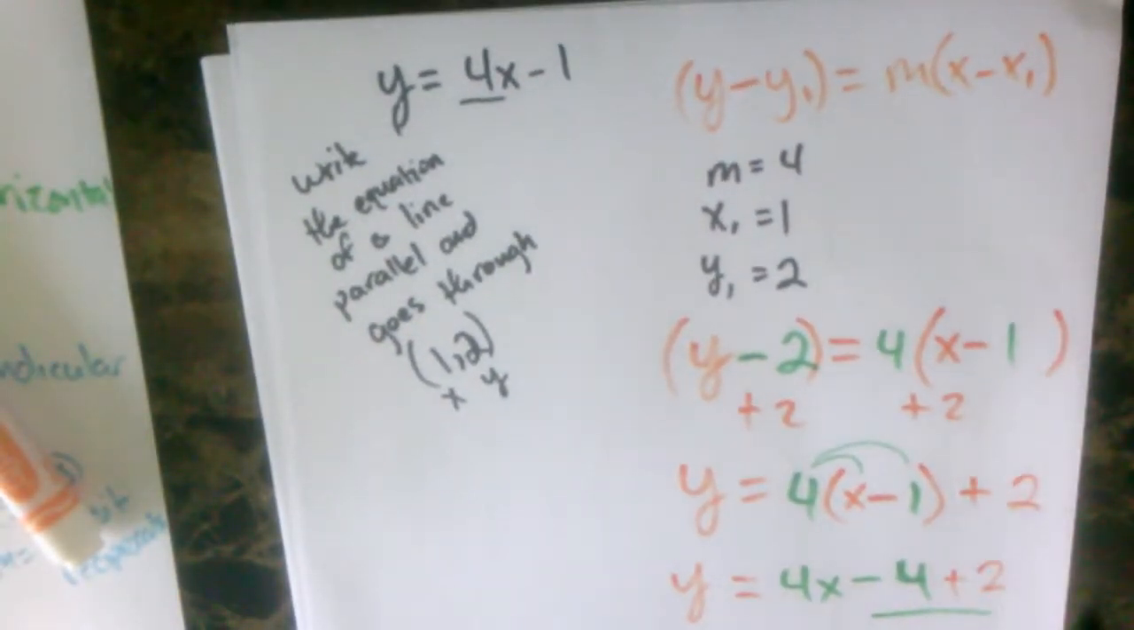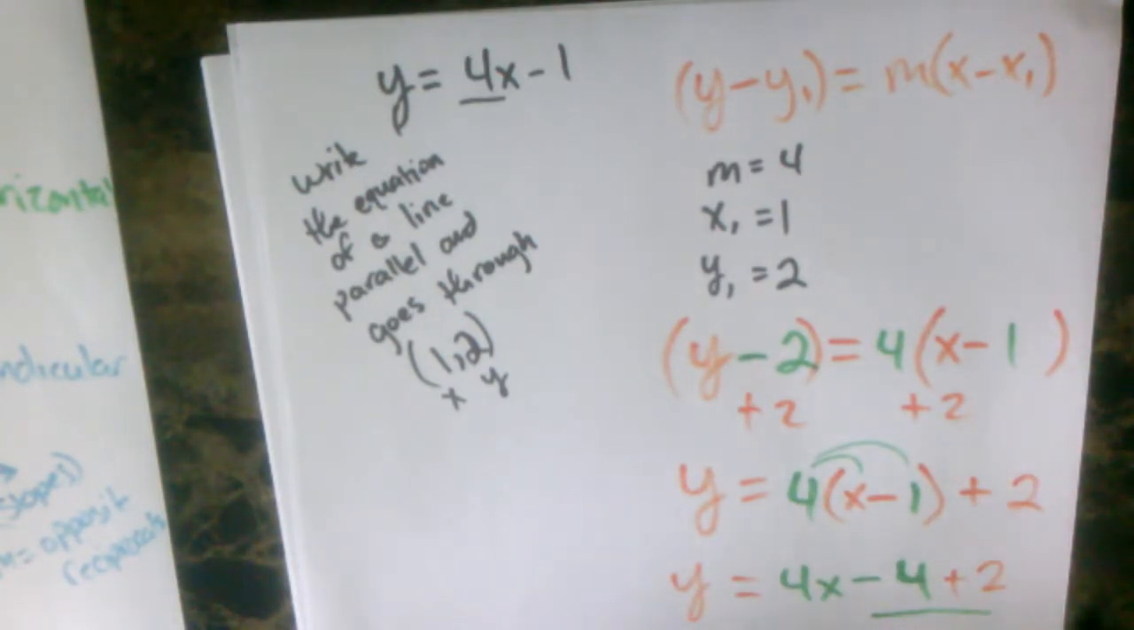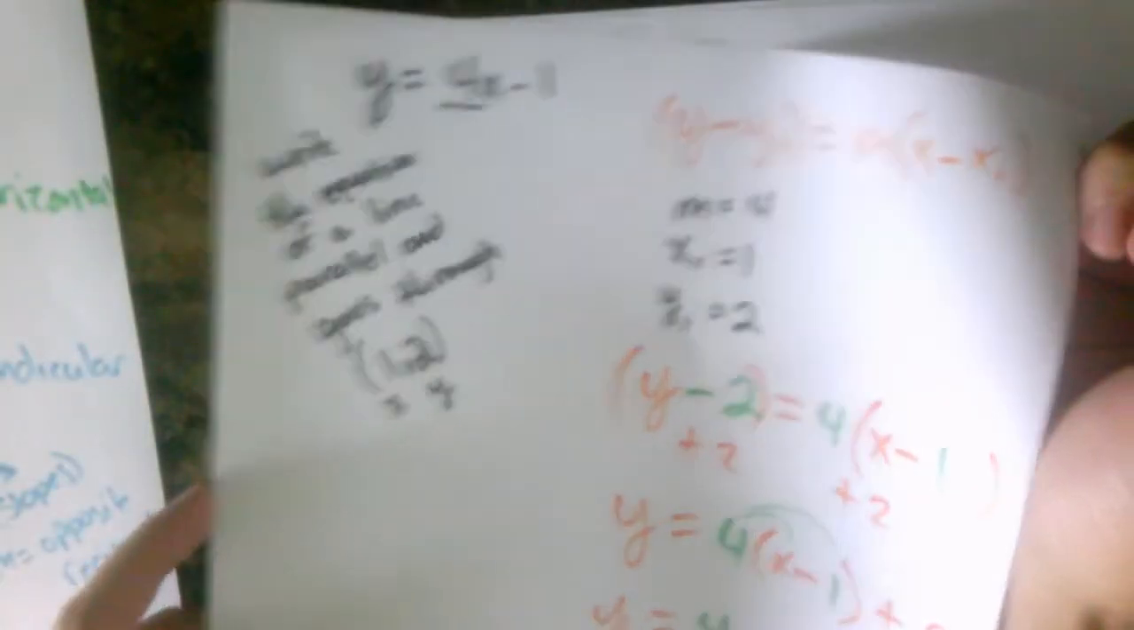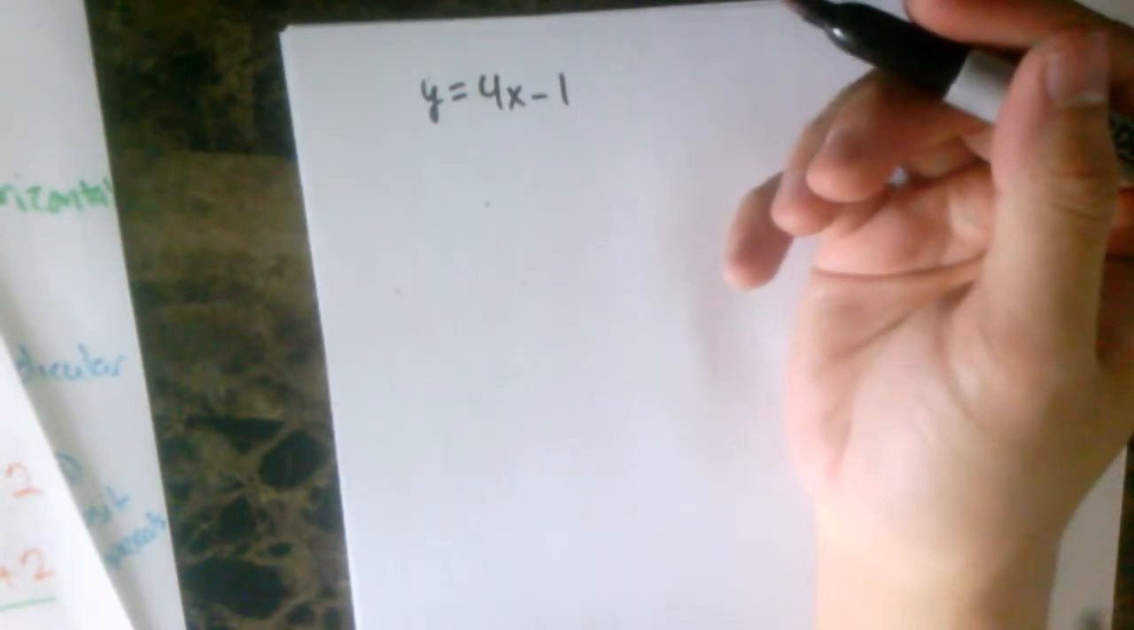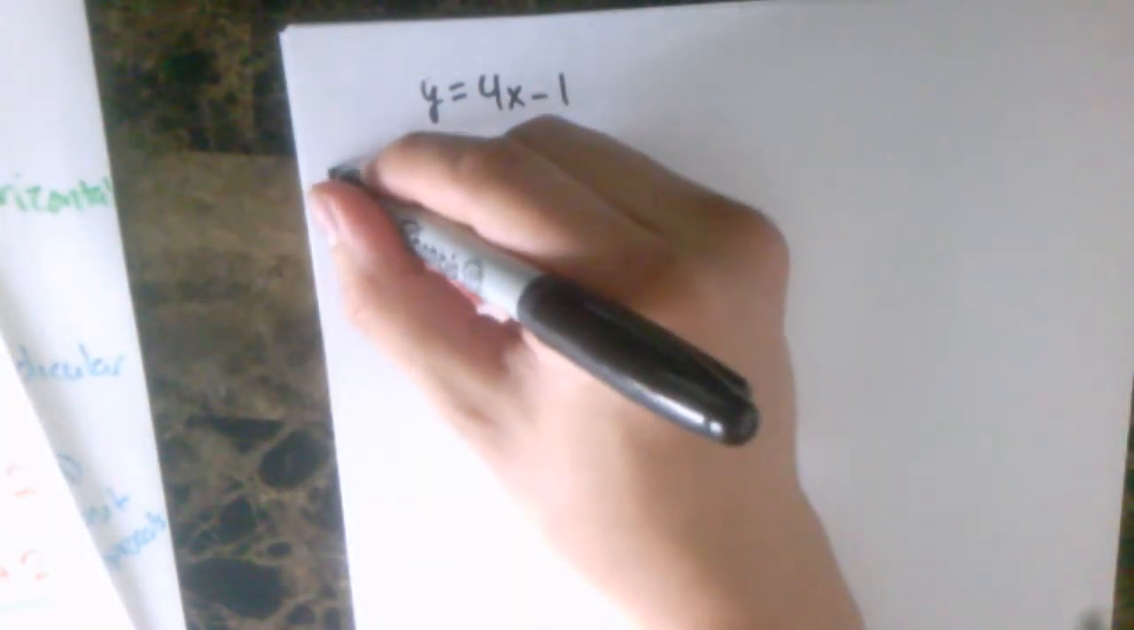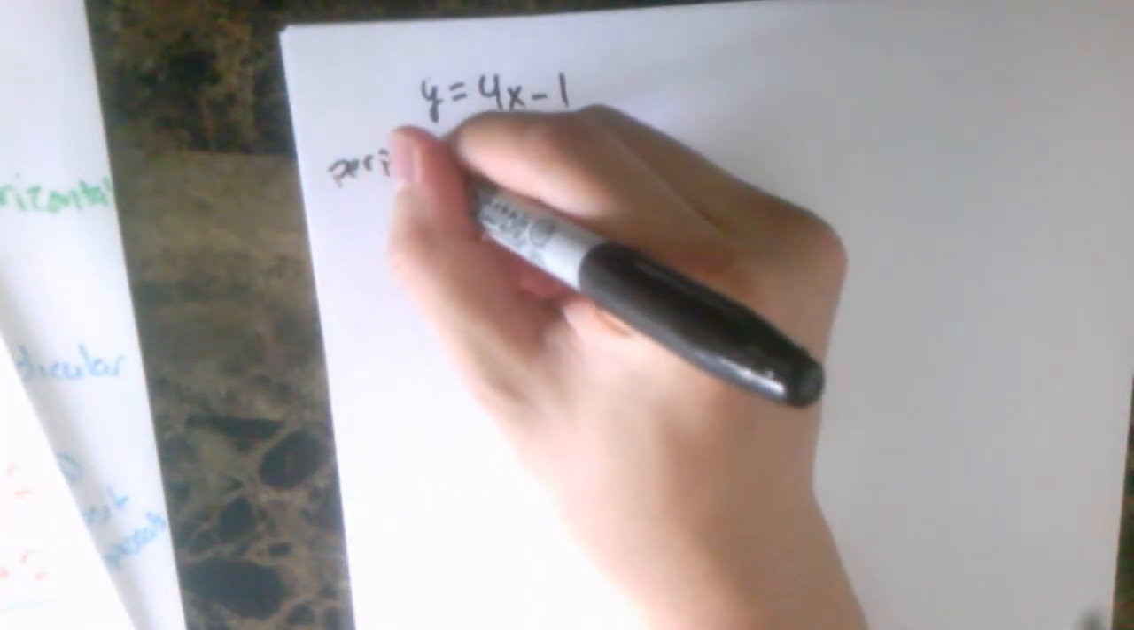Let's go ahead and do the same thing but with perpendicular. So with perpendicular it's going to be a little bit different because their slopes are not the same. Remember that perpendicular lines have opposite reciprocal slopes. So let's go ahead and use the same exact example. So y equals 4x minus 1. So we're going to use that same line. Y equals 4x minus 1. And again, you're going to write the equation of a line that is now perpendicular.